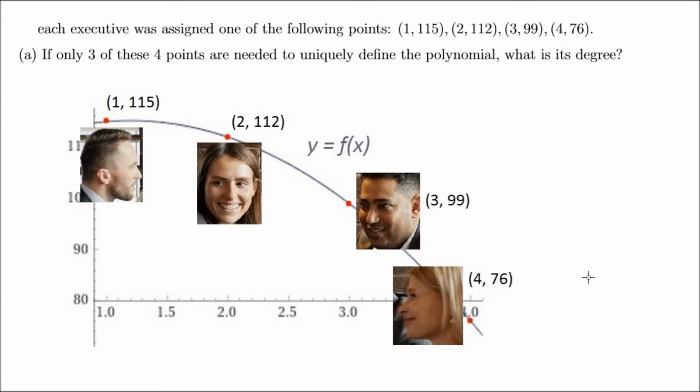The first question we might ask before we can find the secret formula for Coca-Cola is, what is the degree of this polynomial? Before we can even talk about coefficients or y-intercepts, anything like that, what is its degree? Well, if 3 people are needed, and 3 points uniquely define the polynomial, then its degree is equal to 3 minus 1, so 2. It's just going to be a quadratic function.